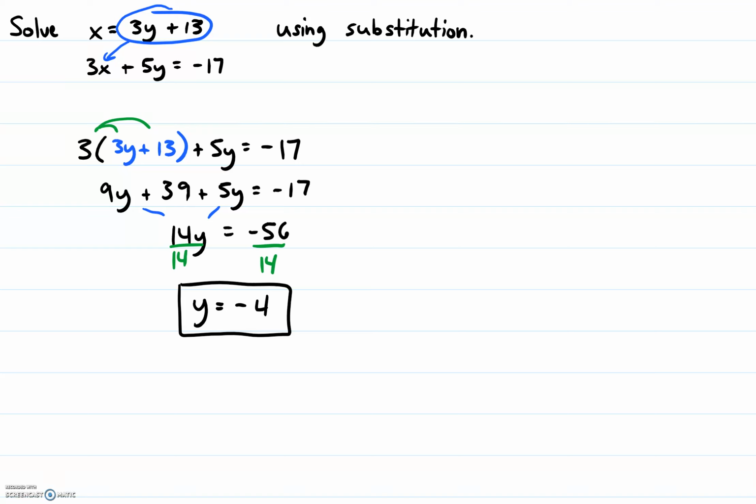So what you can do now is, since you know that y is equal to negative 4, you can go back and anywhere you have a y, you can put negative 4 in its place. And you can choose either of the two equations. I'm just going to choose the first one because it's the most convenient. We know that x is equal to 3 times y, but now we know y is negative 4. So we're just going to put that in the place of y, plus 13. And so if we simplify, x is going to be negative 12 plus 13. Of course, that's going to give us x is equal to positive 1.